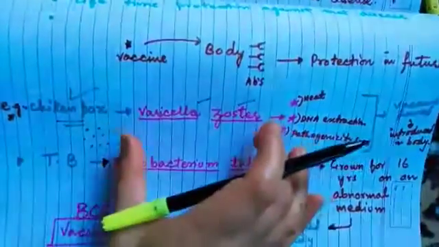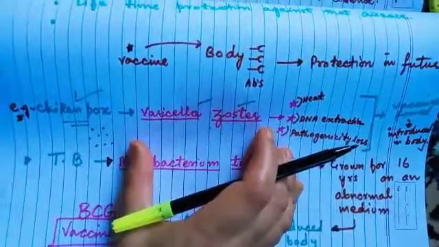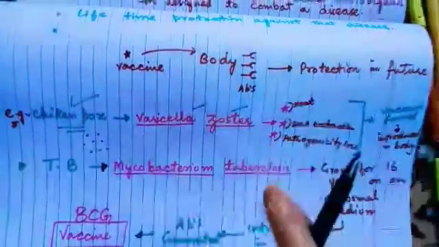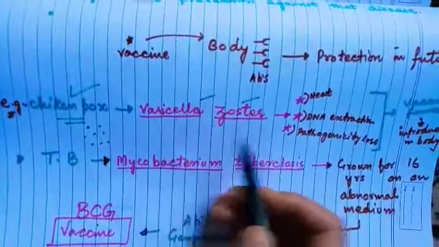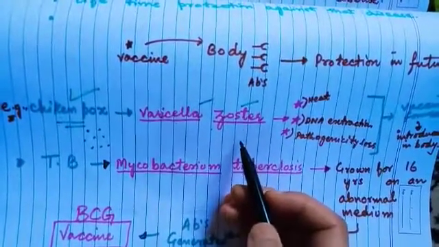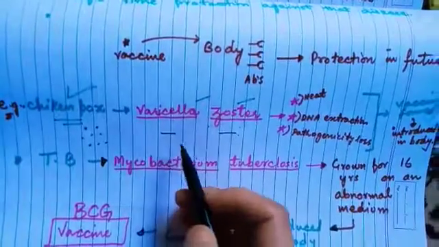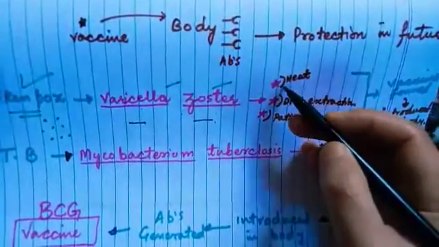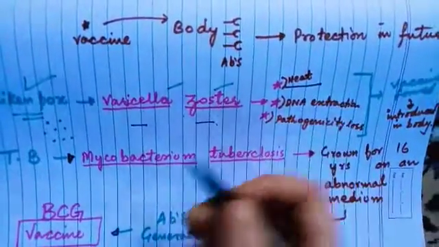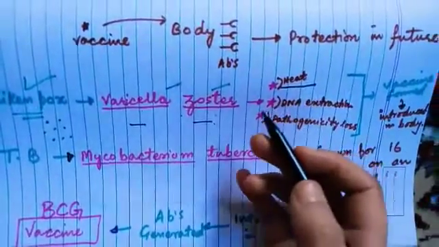This is the explanation of what vaccines actually are. Now, how is a vaccine developed? This Varicella zoster is cultured in the lab, and what is done to it? It is killed by heat.